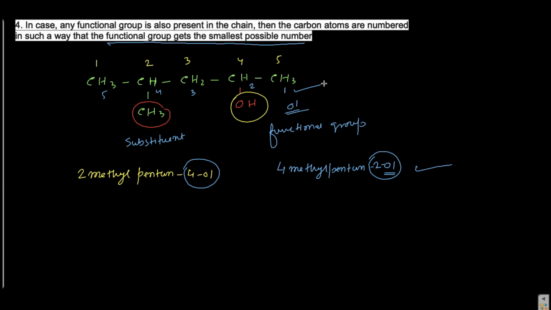So if a substituent and a functional group are present, you number in such a way that the functional group gets the priority, that is, the functional group gets the smallest possible number. Okay, like if you consider CH3, CH2, then CH, then CH2, then CH2, then CH3, again it is CH2OH.